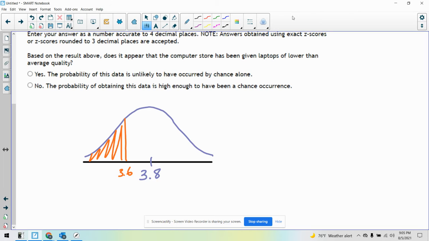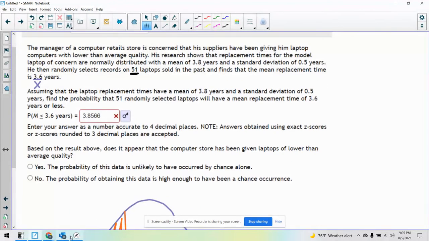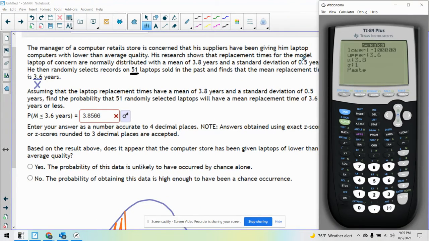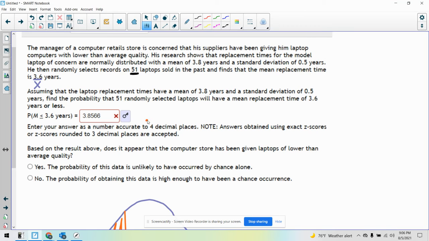And since we're talking about a sample, I have to change my sigma. My sigma is going to be the sigma of the population, 0.5, divided by the square root of the sample size, 51. Just like that. Paste. Enter one more time. So it looks like our probability of being less than or equal to 3.6 is 0.0021.